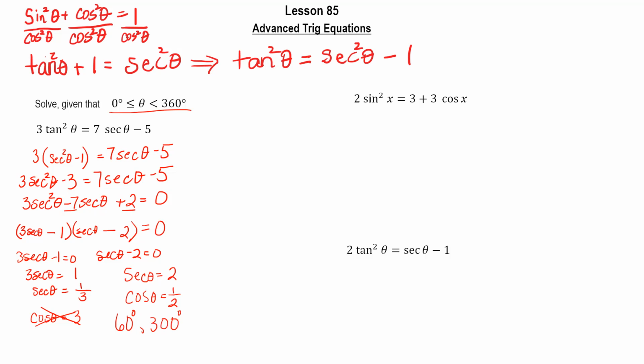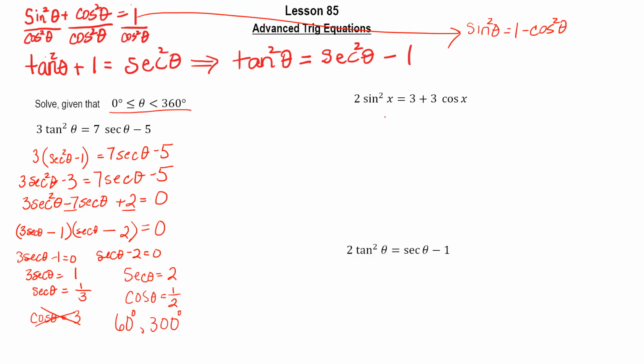So those would be the solutions for that equation. All right, if we look at the equation up here, we have 2 sine squared x equals 3 plus 3 cosine x. And to do this problem, we're going to use sine squared theta plus cosine squared theta equals 1. Again, we're going to use this equation right here. So this time we're going to solve it for sine squared. Sine squared theta equals 1 minus cosine squared theta.